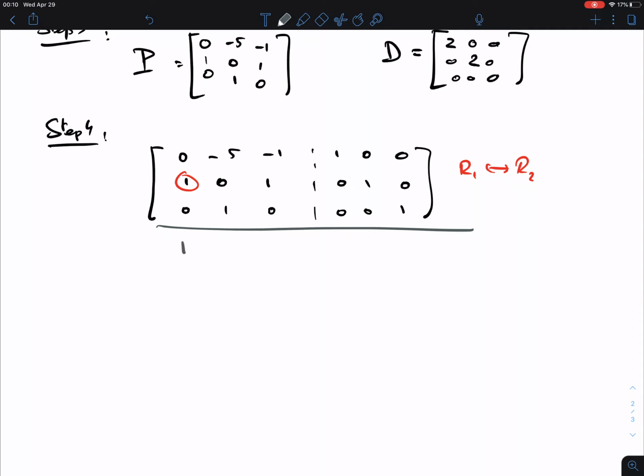So I get 1, 0, 1, 0, 1, 0, and then 0, negative 5, negative 1, 1, 0, 0, and 0, 1, 0, 0, 0, 1. Okay, that's a good pivot.